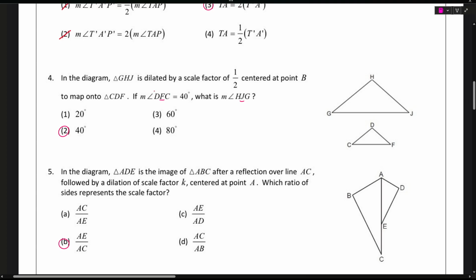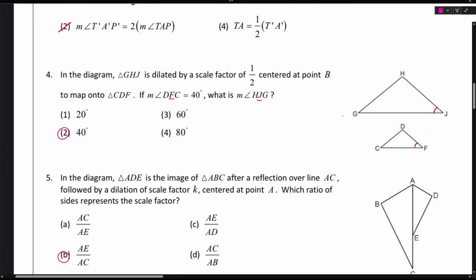Okay, for this question, number 4, it says the triangle is dilated by a scale factor of half, centered at point B, mapped onto CDF. All right, they didn't draw it that way, but that's okay. If measure angle DFC is 40, so I'll write DFC is 40. What's the measure of angle HJG? Yeah, so these correspond, right? I underlined it here, but the middle letter is the angle, right? And F and J also match up. So if this is 40, this is also 40.